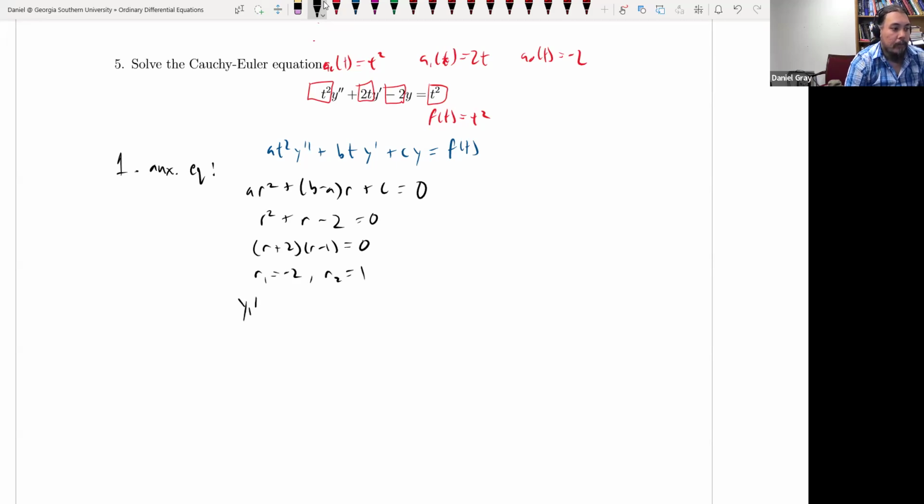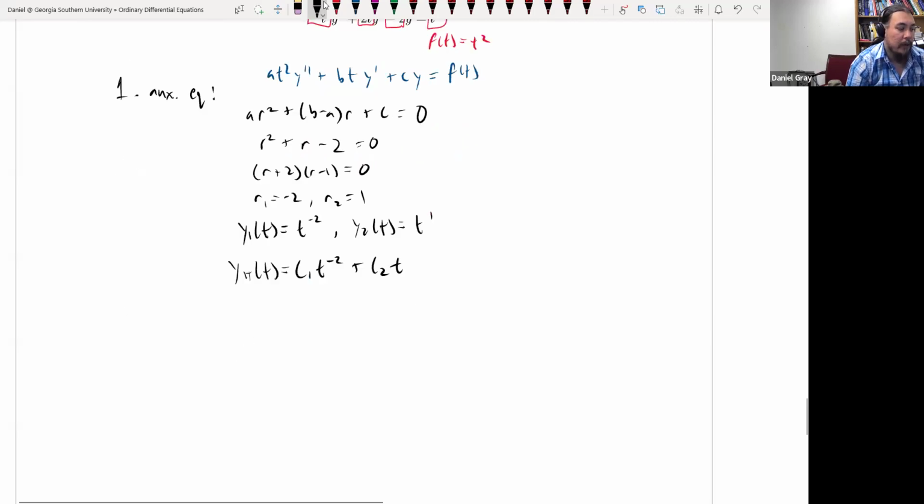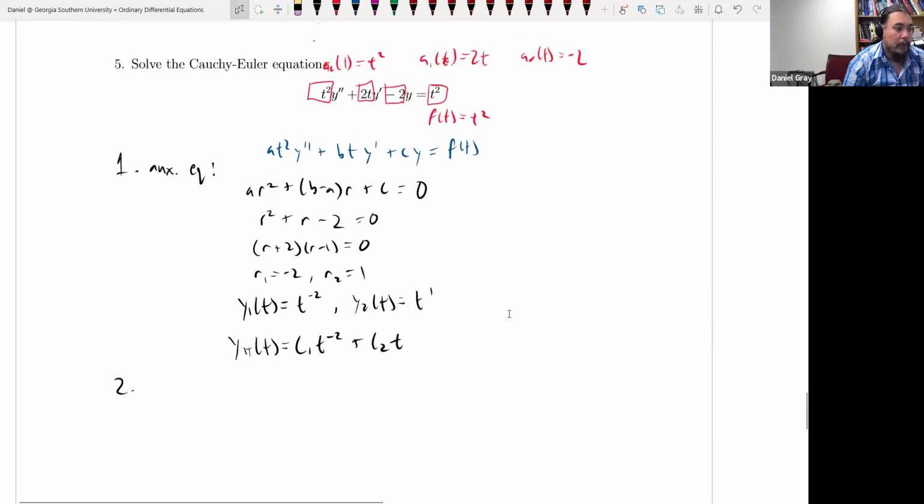And so our first homogeneous solution is not e to the rx. Instead, it's t to the r1. So y1 of t will be t to the negative second. Okay, y2 of t will be t to the first power. So like I said, very similar strategy. Now we'll do variation of parameters to get our particular solution here. So our u1 of t will be equal to the integral, and I'll write out the formula again.